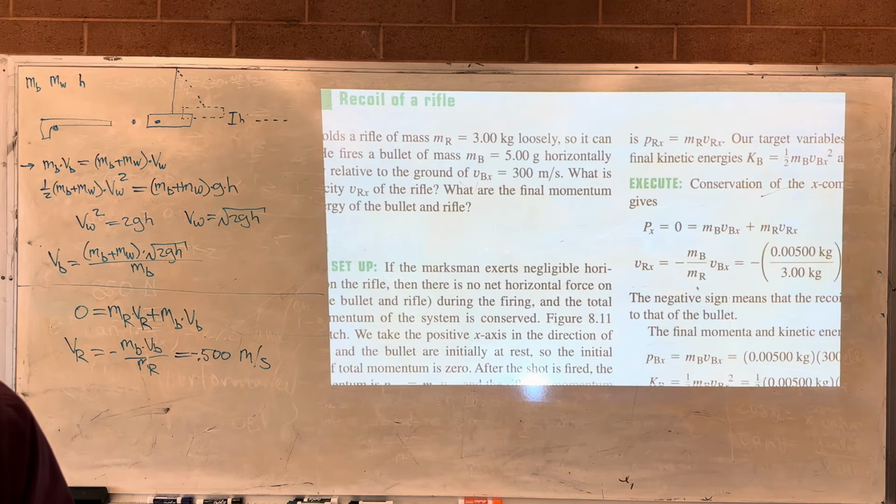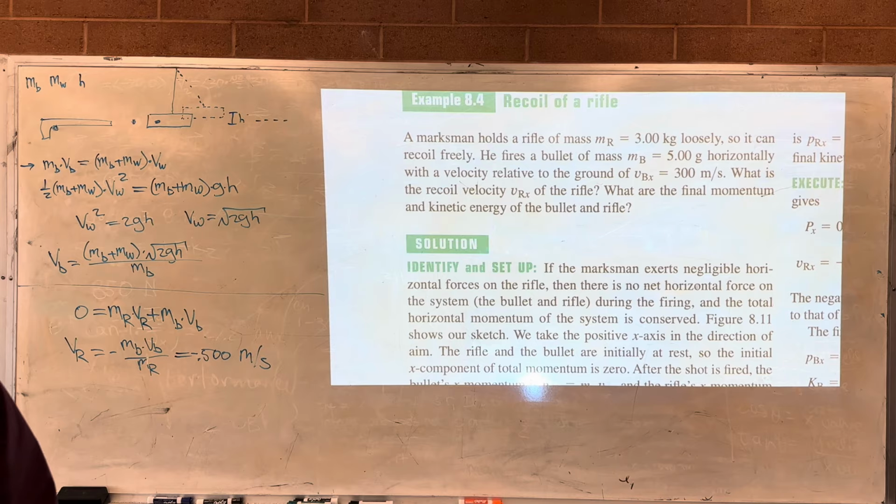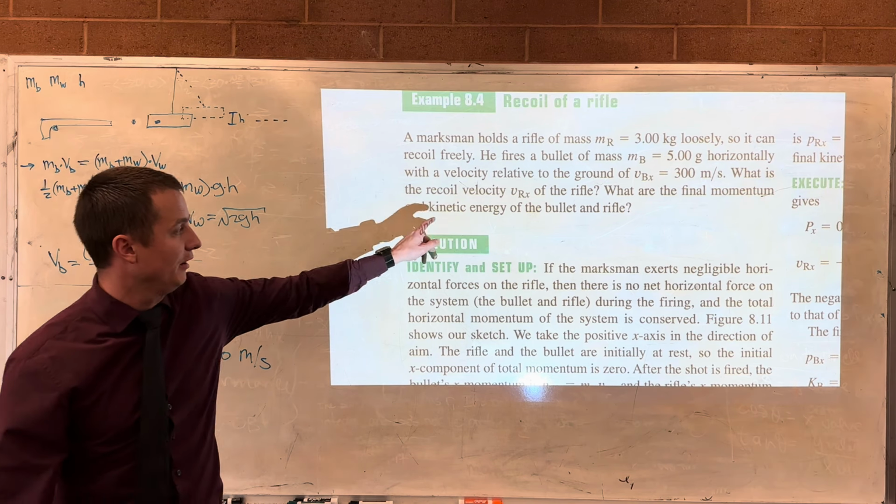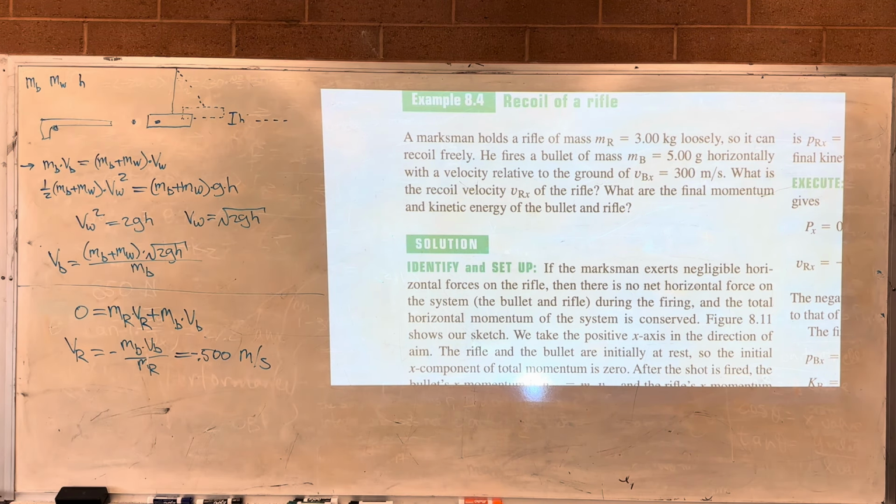Anyways. There must have been a second part because I saw some other numbers. What is the final momentum and final kinetic energy? So, what is the final momentum? It's 0. A momentum of what? Oh, of the bullet and the rifle. Okay, so they want it separately.